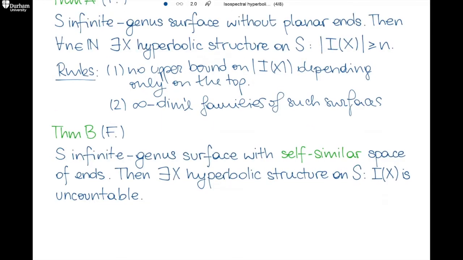The second result requires a slightly different condition on the topology of the surface. So this, I require again infinite genus, and I require that the space of ends is self-similar. I'm going to tell you in a second what that means, but for now, just think of it as an extra condition on the topology of the surface. Then what we actually can show is that there's a hyperbolic structure whose isospectral family is not only not finite, but is uncountable.